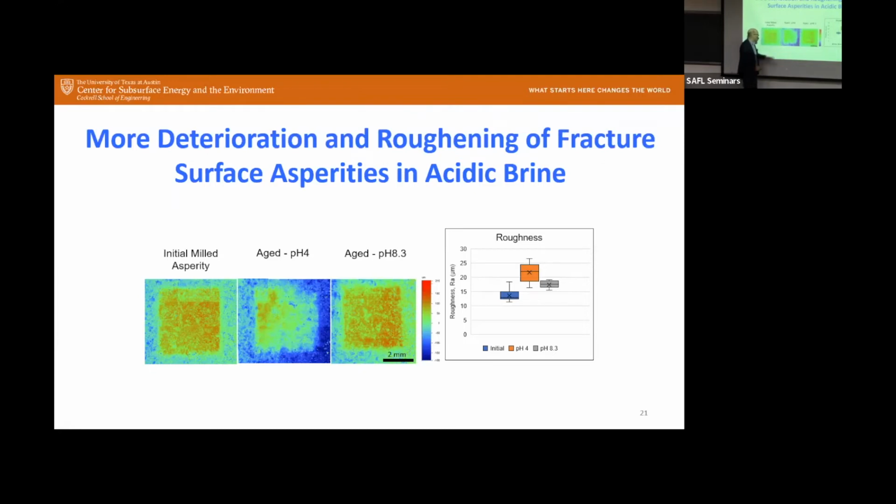We can quantify the surface roughness of these asperities. And if we look at this, here's our initial roughness. And after the experiment at pH 4, it rises up and it's statistically higher or greater than it is for the sample at pH 8.3. So the surface is getting rougher. It's undergoing more deterioration, allowing more strain release at that lower pH.